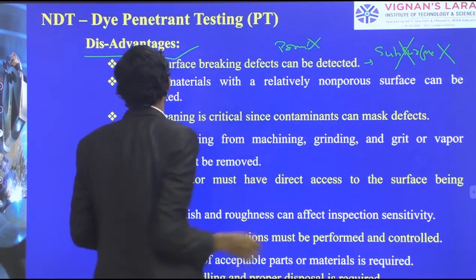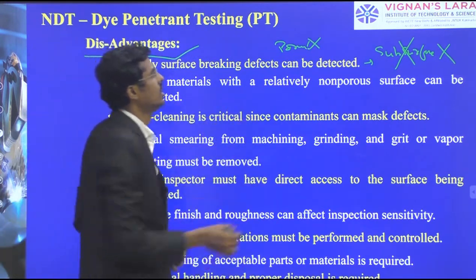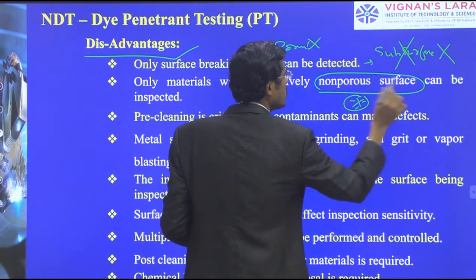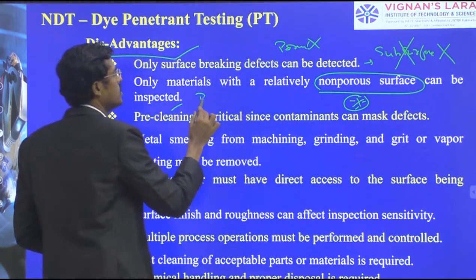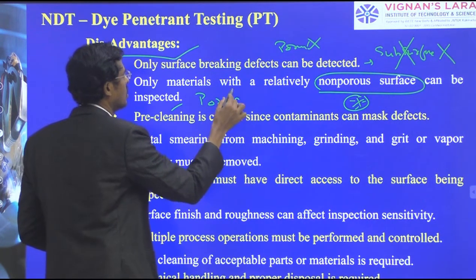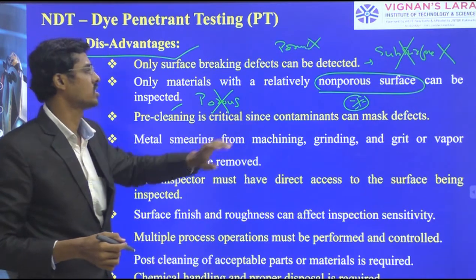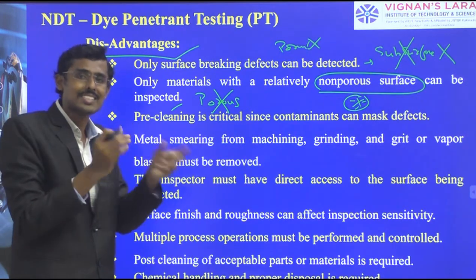Porous is also not possible. Only material with a relatively non-porous surface. So see, it is given. Non-porous can be inspected. Porous means not possible. Pre-cleaning is critical since the contaminants can mask the defects.